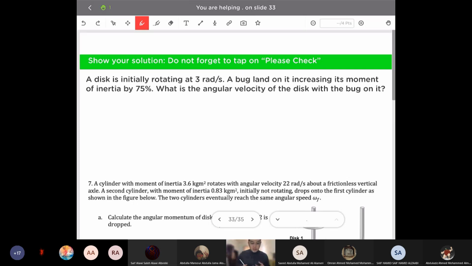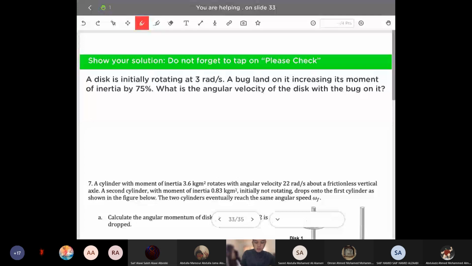So the problem reads, a disk is initially rotating at 3 radian per second. A bug lands on it, increasing its moment of inertia by 75%. What is the angular velocity of the disk with the bug on it? So this is about the law of conservation of angular momentum.